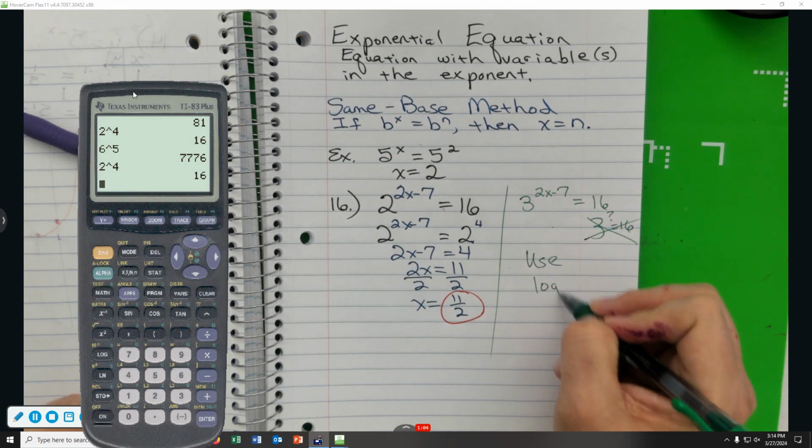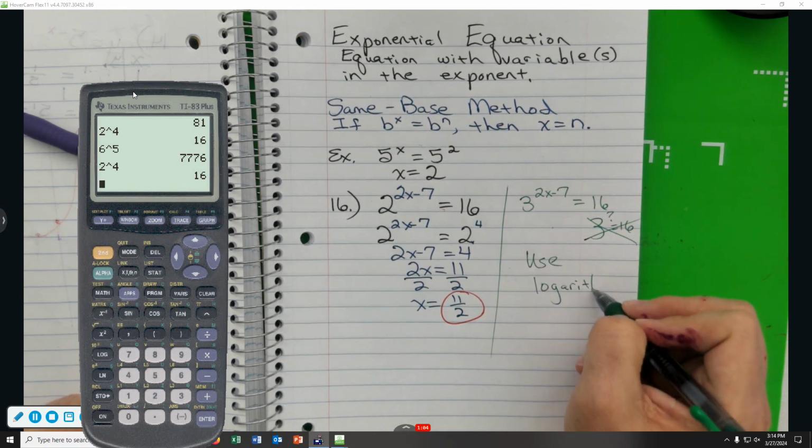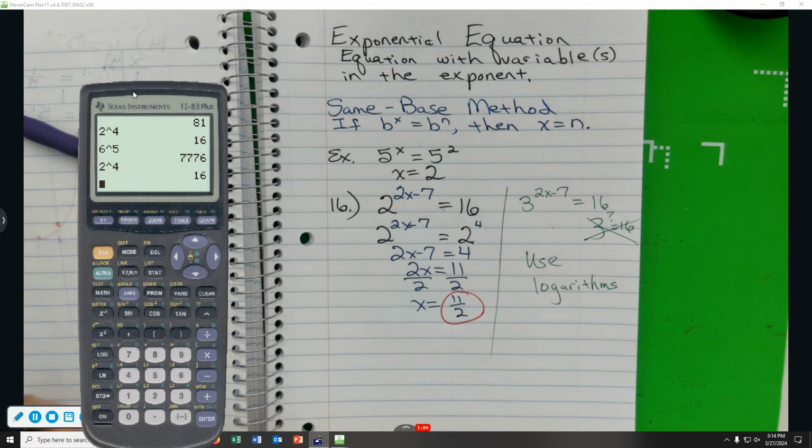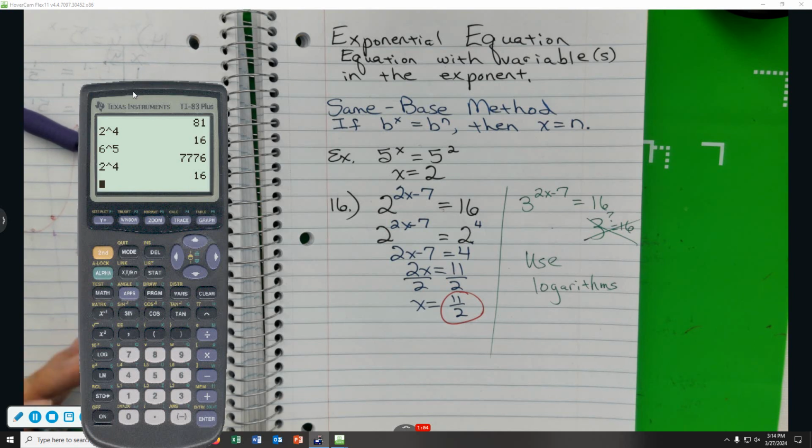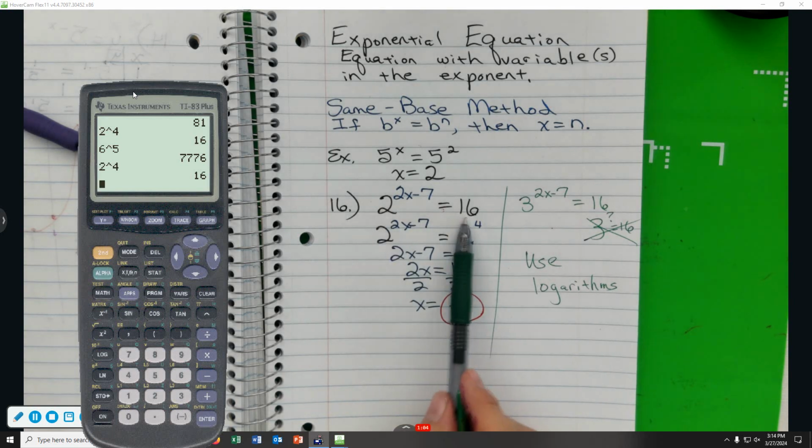And we'll see that method in the upcoming weeks. But I'm telling you this because for the problems in this homework assignment, you must be able to get a common base. So keep that in mind. You may have to change both sides. We'll see some where you have to change both sides. But you have to be able to get a common base.